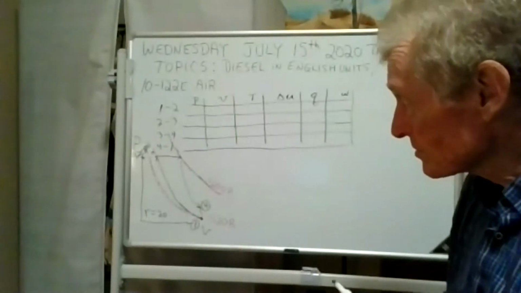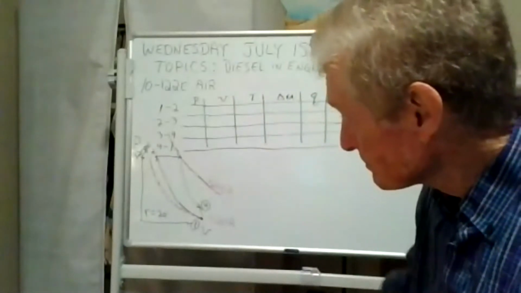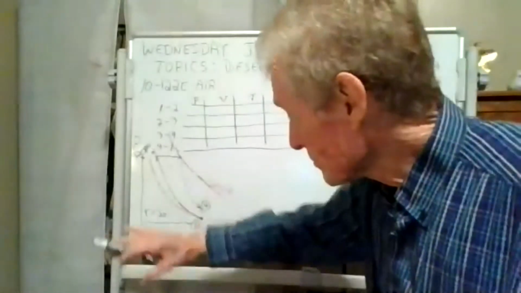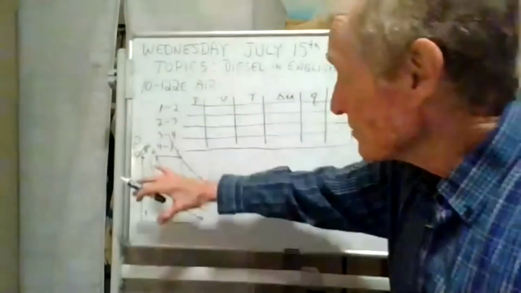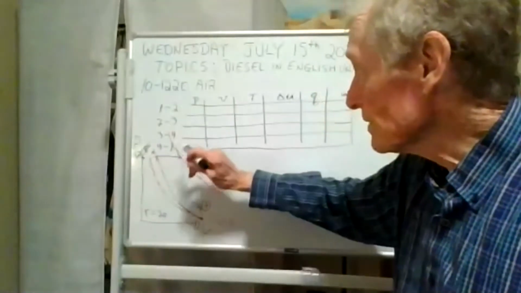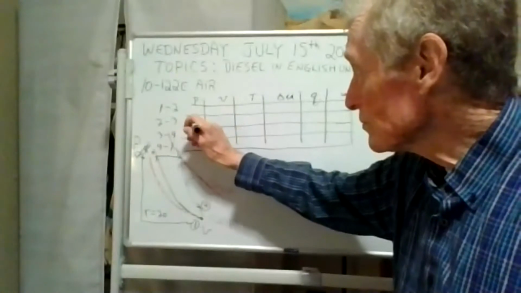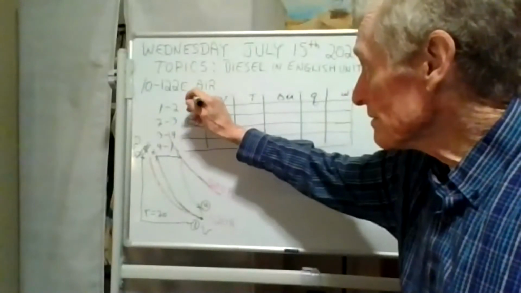All right, now let's fill in some boxes. It says there that the pressure, well, they don't give you the pressure at state 1. Too bad, we don't know. But they do give you the pressure at 2 and 3, so let's write that in. That's 920. These are PSI.